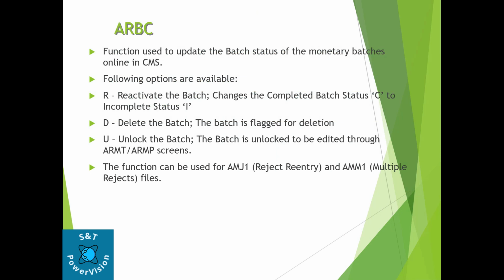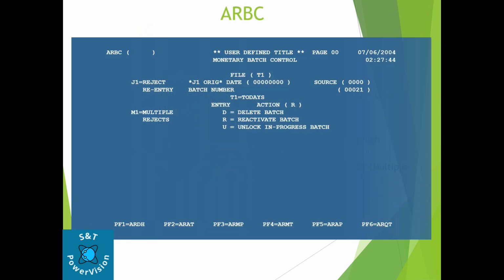So ARBC, this function is used to update the batch status of the monetary batches online in CMS. So we have the following options here. R is for reactivating the batches, D for deleting the batch, U means unlock the batches. So I'll explain in the next how it works here.